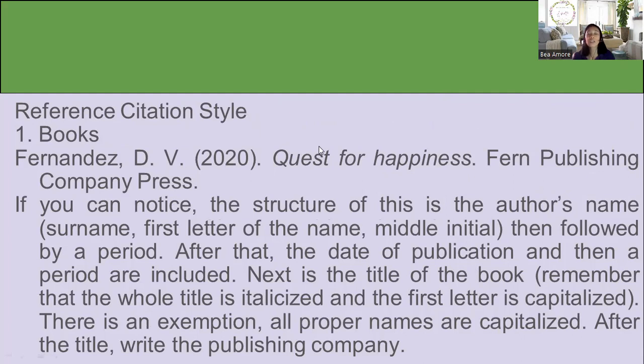If you can notice the structure of this, the author's name, the surname first, then the first letter of the name, then the middle initial, followed by a period. After that, the date of publication and then a period are included. Next is the title of the book. Remember that the whole title is italicized, and the first letter is capitalized. There is an exemption: all proper names are capitalized. After the title, write the publishing company.